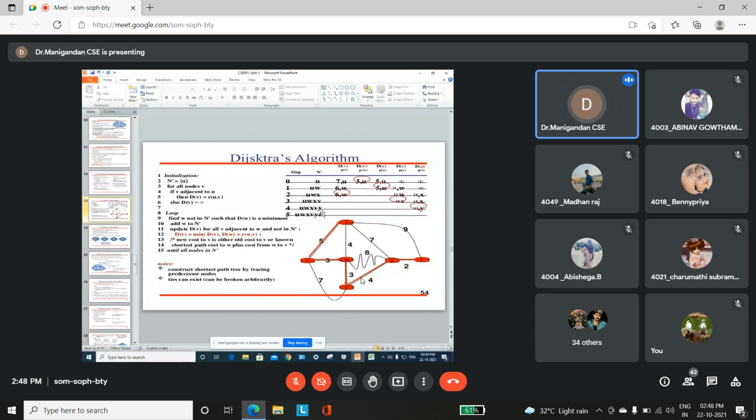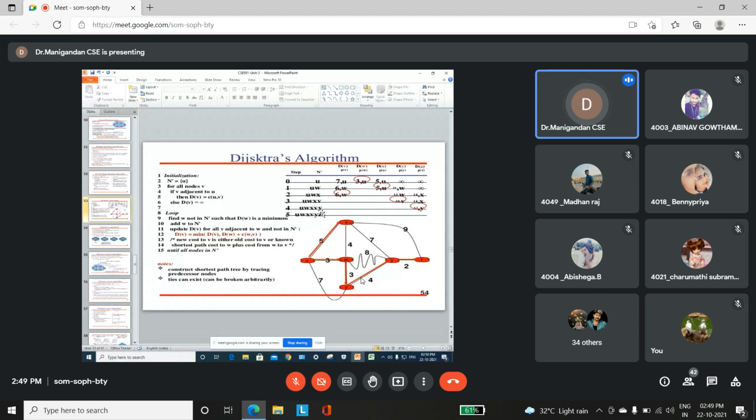And then to travel from u to z, we are traveling in the way u, w, x, y, and then z finally. The cost to travel in this path will be 12. If you travel in another path, the cost will be higher.